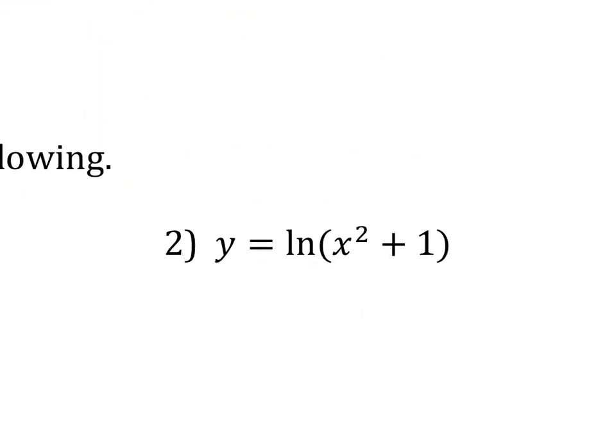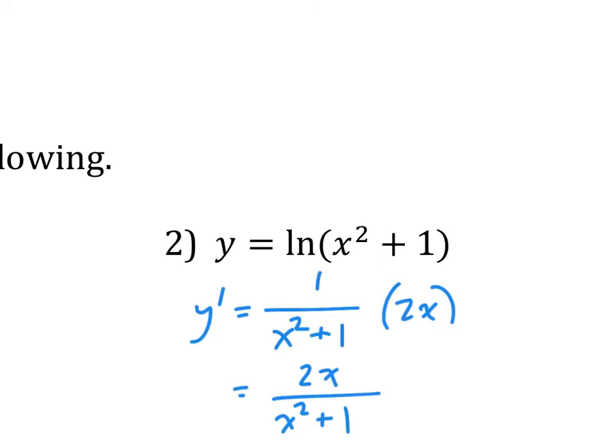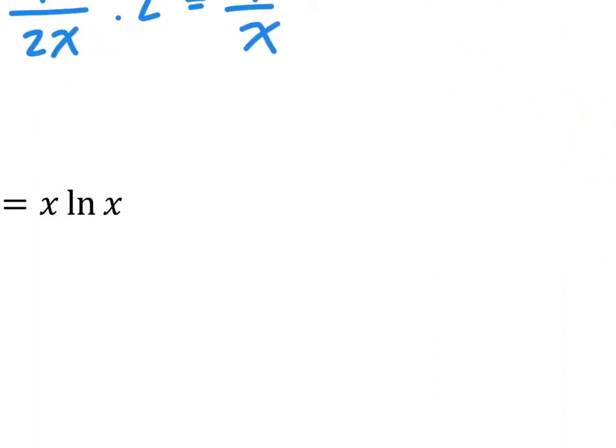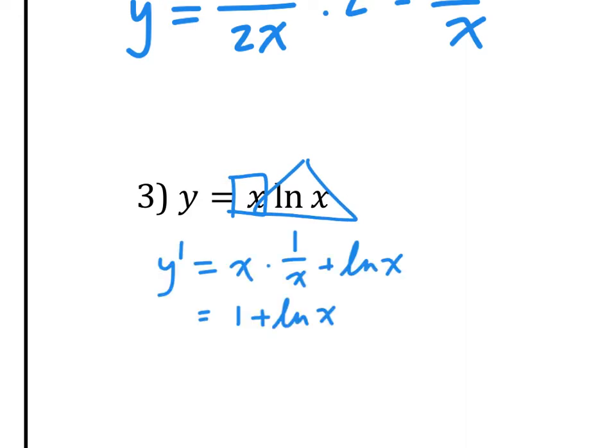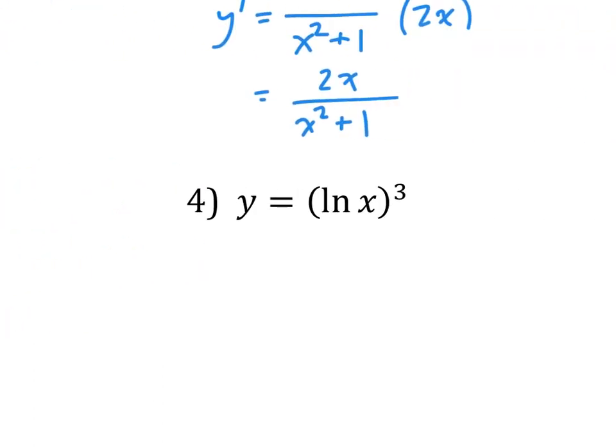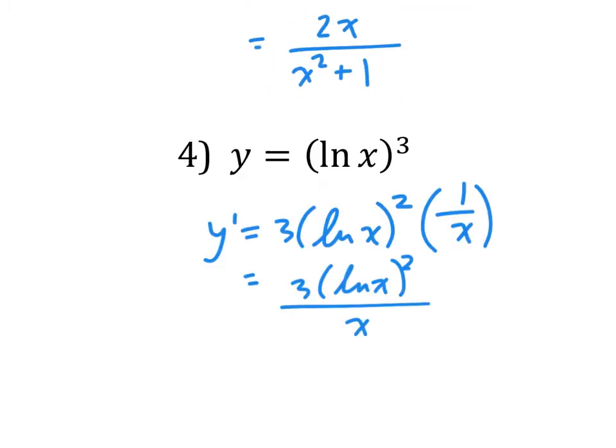Okay, let's have you try number 2. y equals natural log of x squared plus 1. All right, 2x over x squared plus 1. Okay, let's try this one. This requires a product rule. And then here is the answer. All right, last question. Go ahead and try this one. All right, go ahead and check your answer.